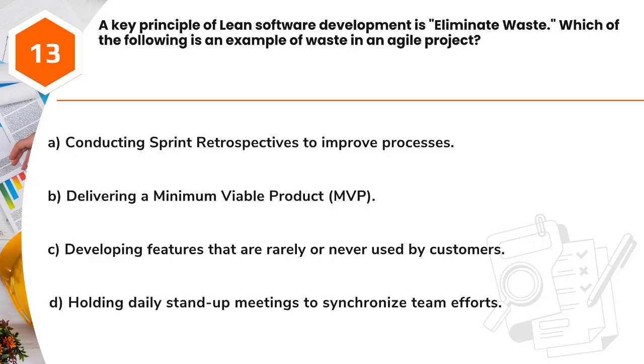Question 13. A key principle of lean software development is eliminate waste. Which of the following is an example of waste in an Agile project? A. Conducting sprint retrospectives to improve processes. B. Delivering a minimum viable product (MVP). C. Developing features that are rarely or never used by customers. D. Holding daily stand-up meetings to synchronize team efforts.